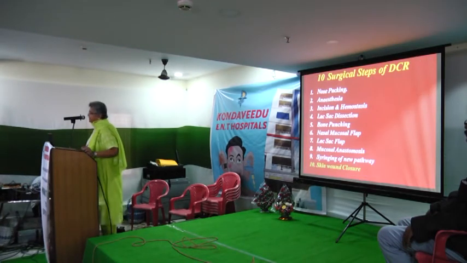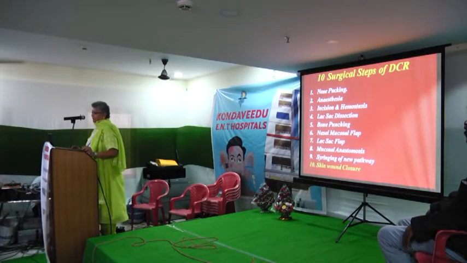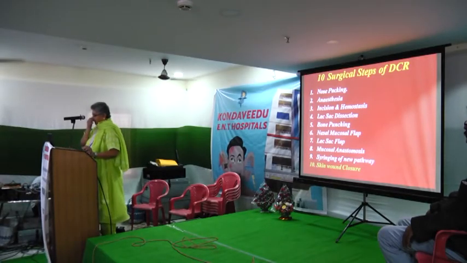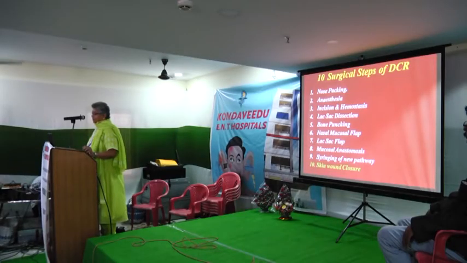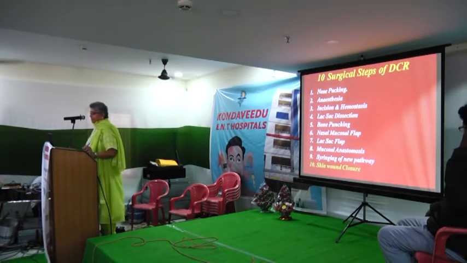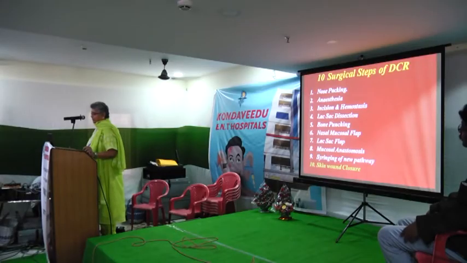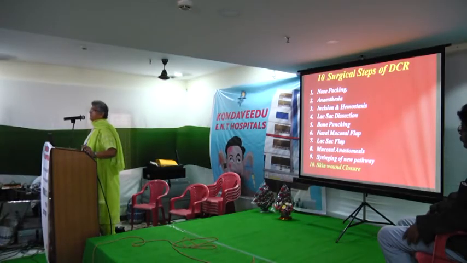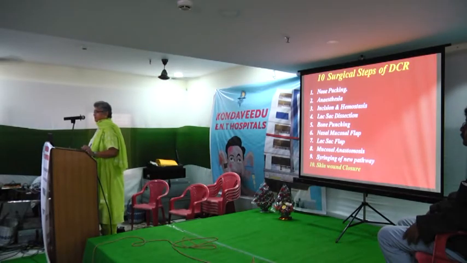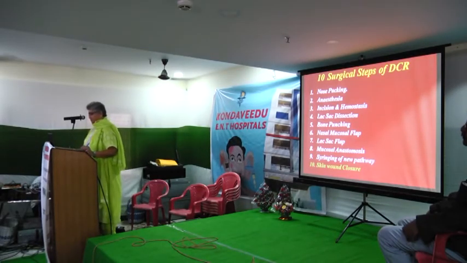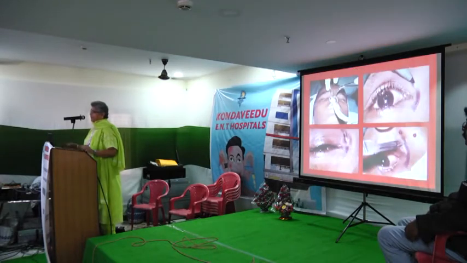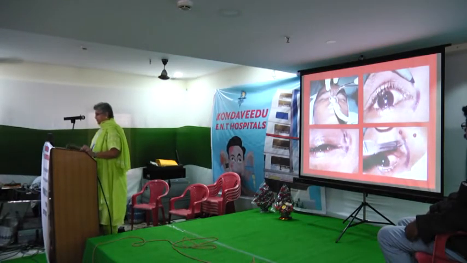Okay, surgical steps for DCR: nose packing, anesthesia, incision and hemostasis, lacrimal sac dissection, bone punching, nasal mucosal flap, lacrimal sac flap, mucosal anastomosis, syringing of the new pathway, and finally skin wound closure. That is why I kept the final one for last, because there the controversy starts. Scar or no scar. I think we should do no-scar surgery. Otherwise the patient will get attracted back to external DCR. So these are the steps of surgery.